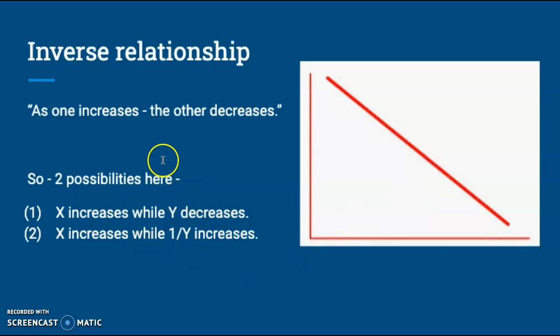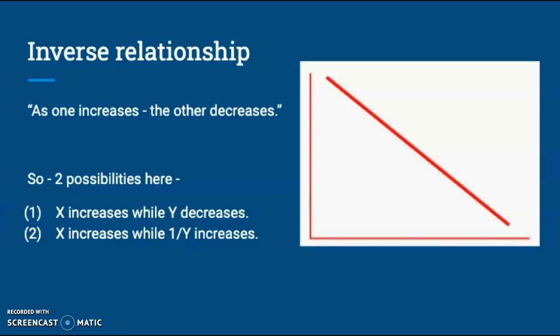Another way that we can see an inverse relationship is if we graph 1 over y, like we're doing in the Boyle's Law lab, and if we see a straight line there with a positive slope, that would be an inverse relationship. So a negative slope with just graphing x and y, or a positive slope with x and 1 over y.